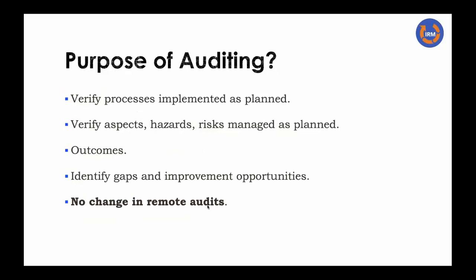Okay, so this is really just coming back to the purpose of any type of internal auditing, whether it's remote or site-based within a business. Just as a bit of a refresher, yes, we audit as a business to verify our processes are implemented as planned, and from an environmental safety perspective that aspects, hazards and risks are managed as planned, as well as outcomes. We not only audit the processes and procedures, but we want to also make sure the outcome is what we want. Are we providing a safe workplace? Are we managing environmental impacts? Is our product or service meeting customer needs as well?